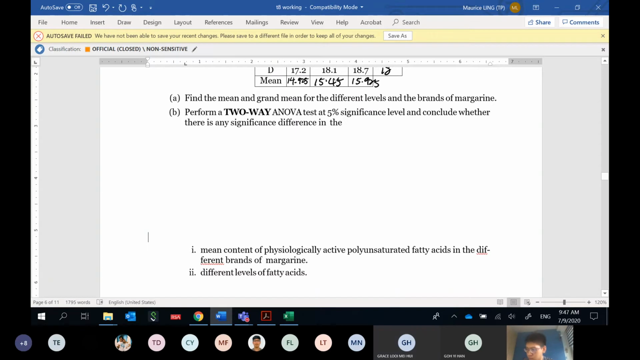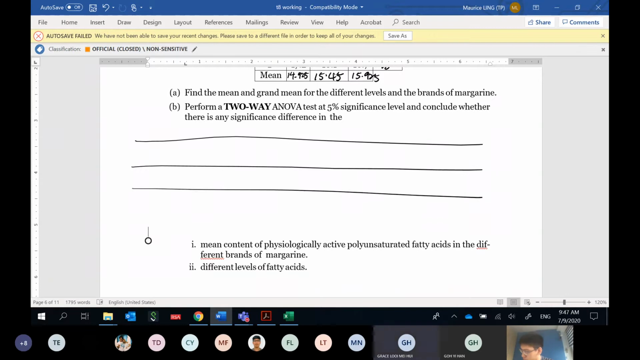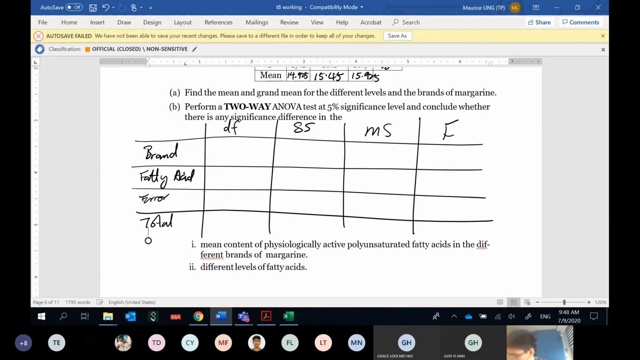Here you have one more column. Instead of treatment, it will be brand, which is the row, and then your level of fatty acid, which is a column. Then the error, and your total. And then automatically you have two F statistics.